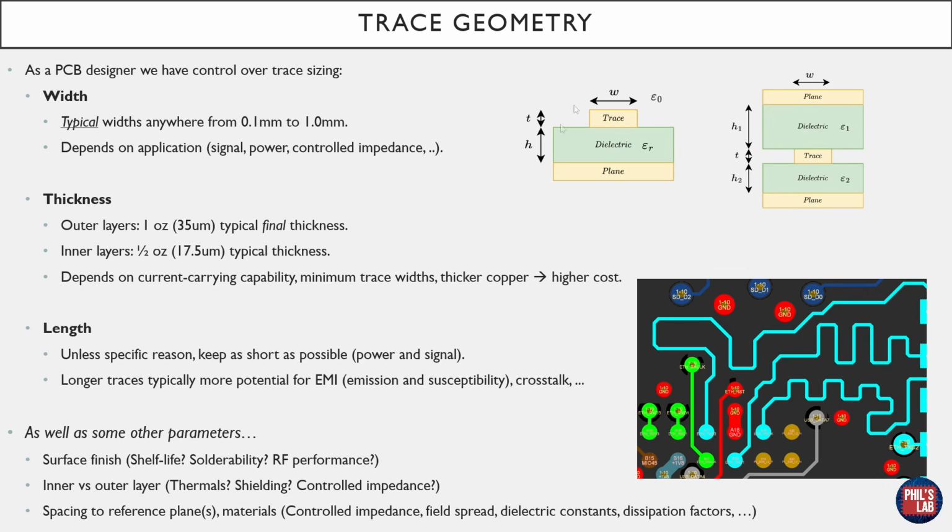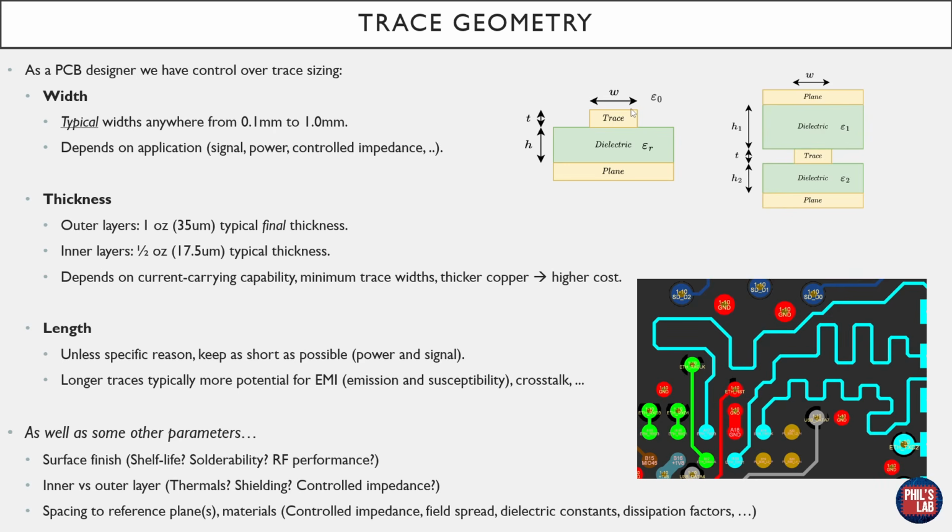On the right-hand side we can see two different types of traces. On the left-hand side we see a microstrip or external layer trace, with the referenced plane below, separated by dielectric material. On the right-hand side we have a stripline or an internal layer trace, where we have two sets of reference planes with a trace buried in between, so to speak. As PCB designers, we have pretty much full control, along with the manufacturer, over these geometries.